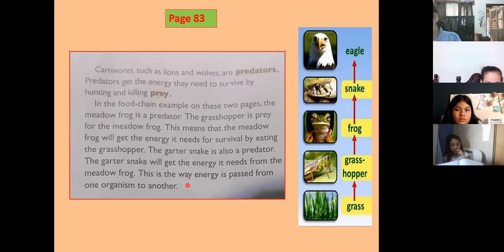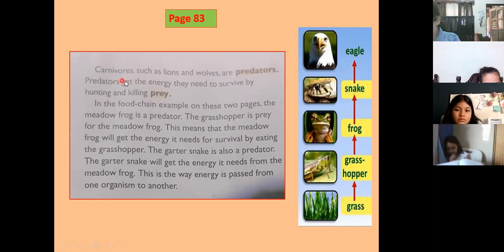The way that energy is passed from one organism to another is because here you see the producer, the grass, that is eaten by the grasshopper. We have the frog, the snake, and the eagle. This is an example of a food chain.